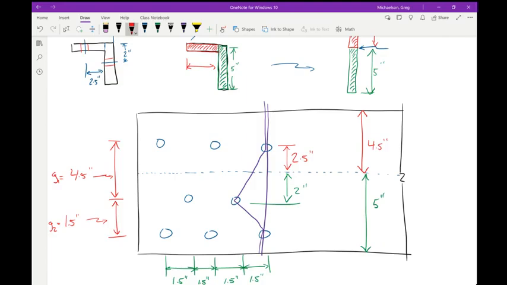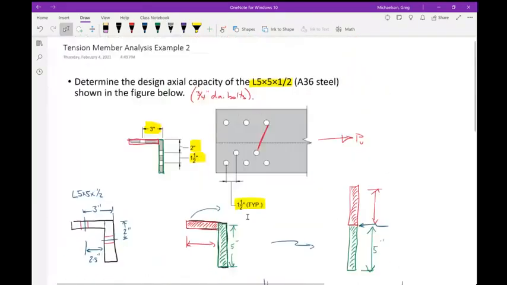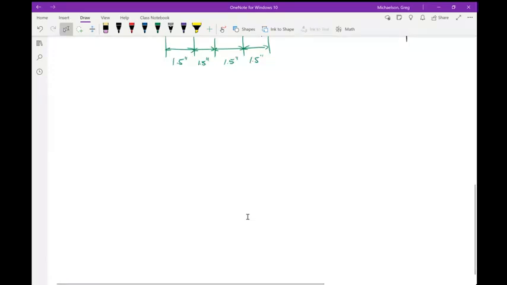Keep in mind that the purpose of this problem is a bit more contained. We're not trying to do a full-blown analysis problem like we did in the last problem. Here, we're just trying to determine the design axial capacity. So I just want to know what is phi Pn. I just want to know what the tensile capacity is. All right, so let's see if we can start knocking this thing out.